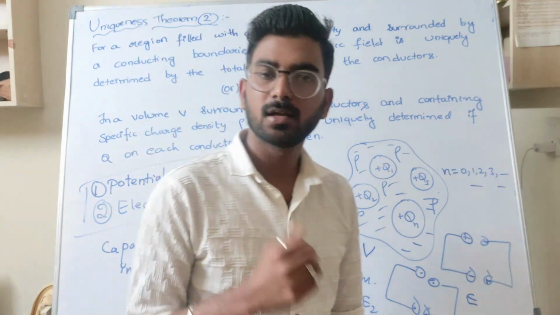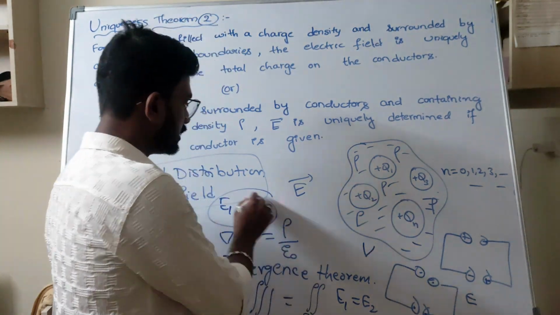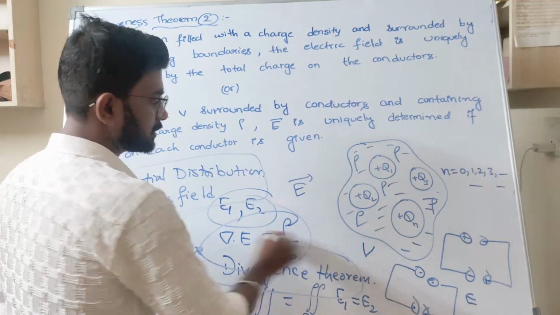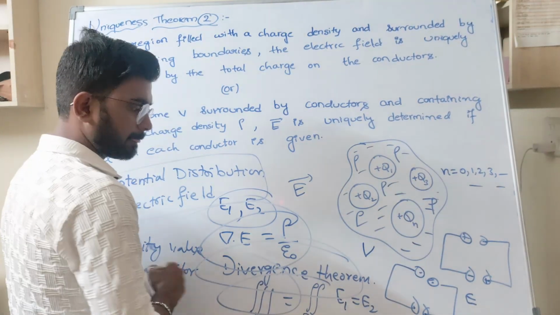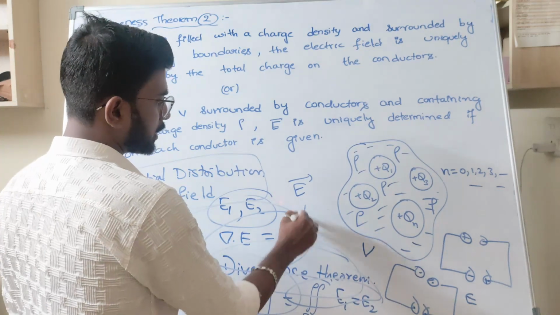Electric field is uniquely determined. Now let us discuss the proof. I will take E1 and E2, apply Gauss law, and apply the divergence theorem. I will apply this theorem, integrating on both sides by taking the product rule.